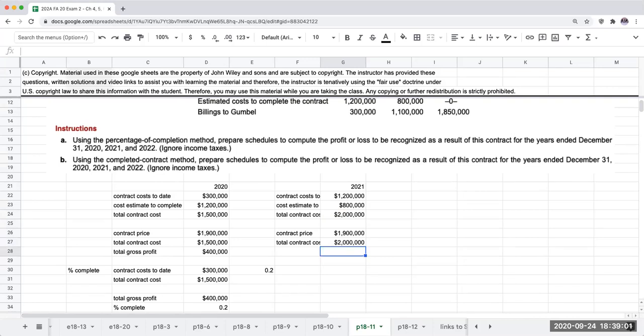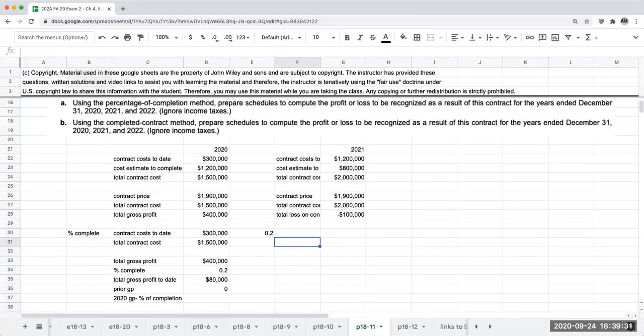Okay, so my total contract price is 1.9 million. My total contract cost is 2 million. So I have a total loss on the contract. My total loss on the contract is going to be $100,000. Now, at this point in time, I've got a problem. So I'm going to kind of ignore this part up here because the percentage of completion kind of goes out the window. I have to recognize this loss immediately. The challenge I have though here is that my total loss on my contract is $100,000. So that's what I need to be showing on my books.